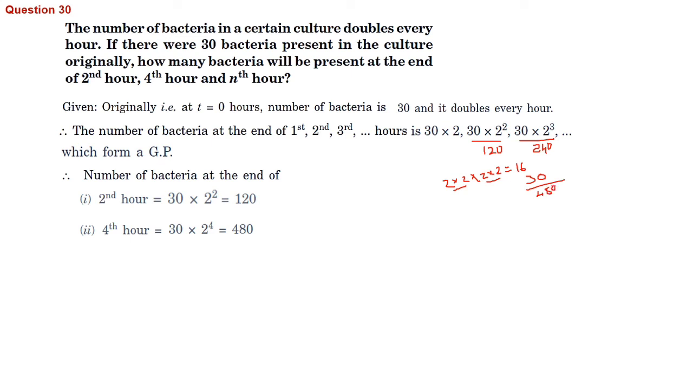Okay. Then next, nth hour means we know the general rule now. 30 into 2 power n. Here fourth hour means 2 power 4, here is the time. Here second hour means 30 into 2 power 2, here is the time. So likewise nth hour means 2 power n. 30 into 2 power n is the general form.